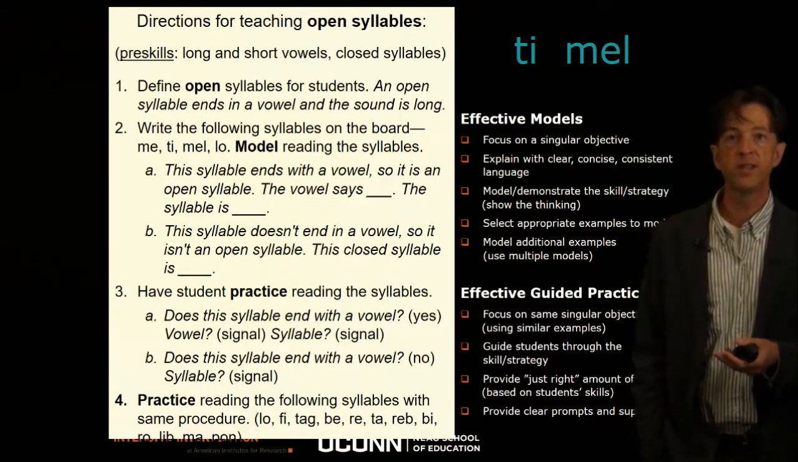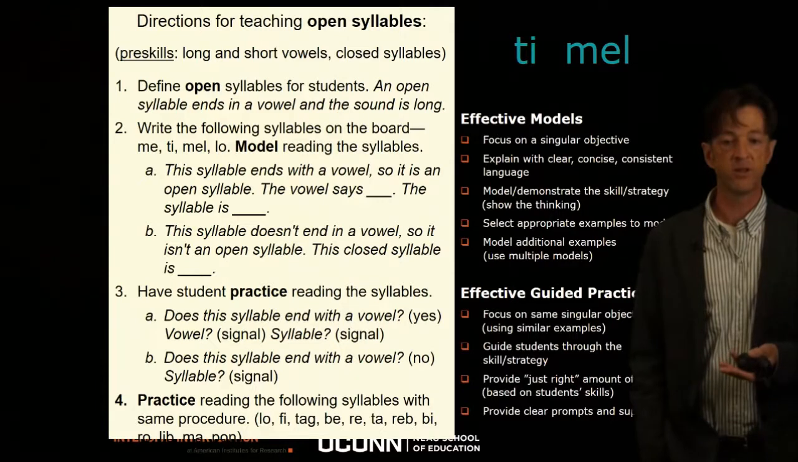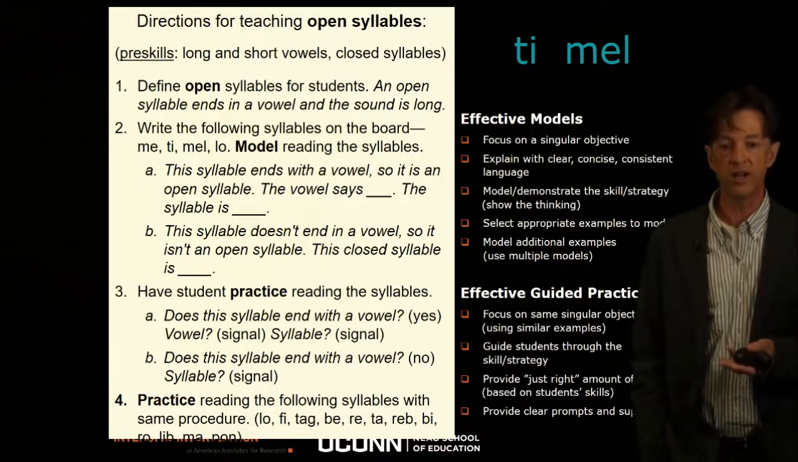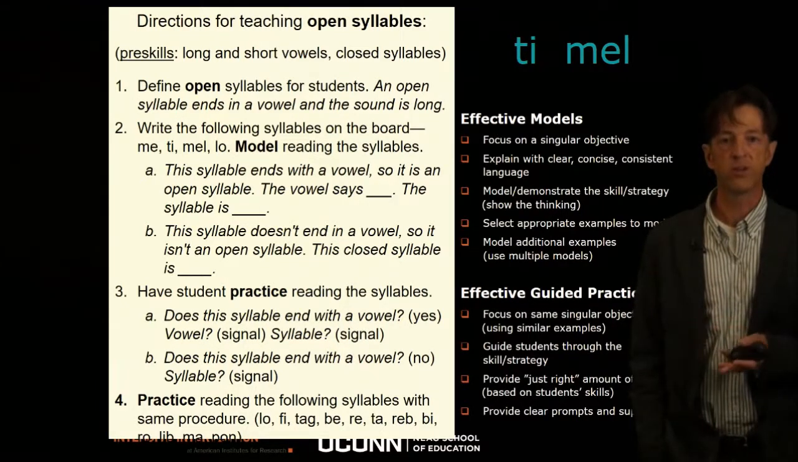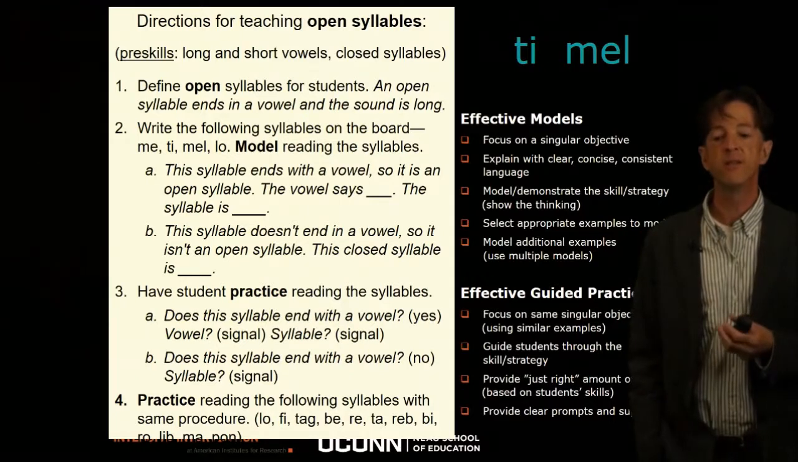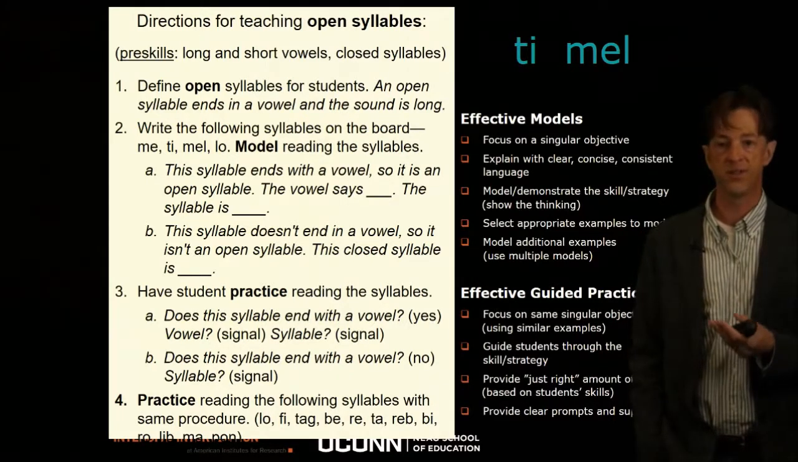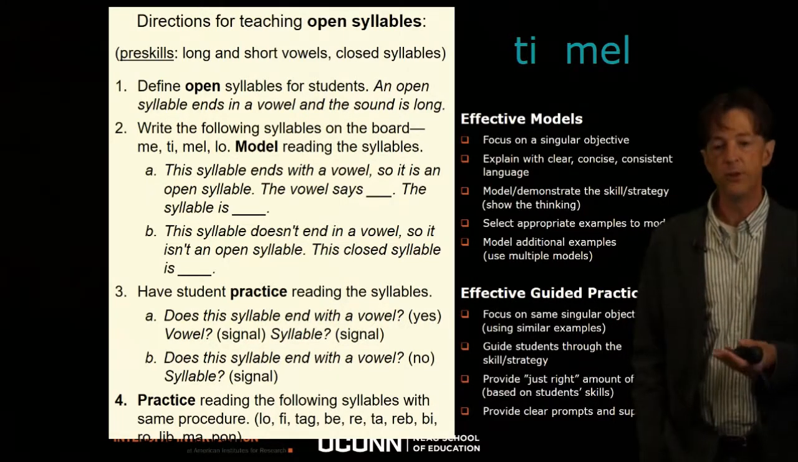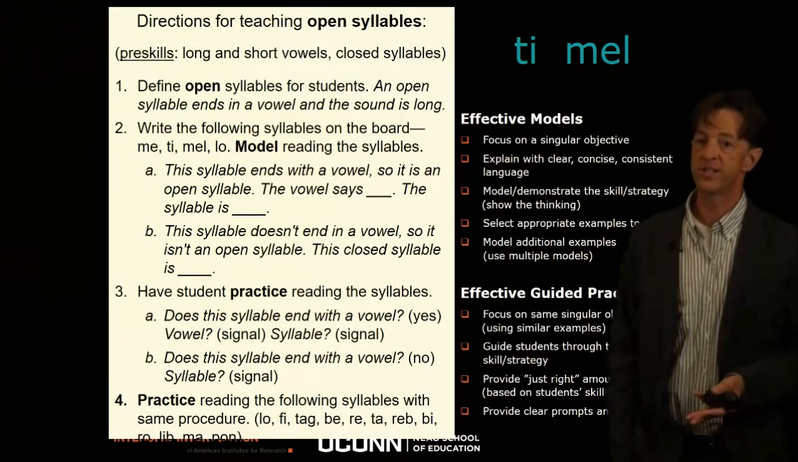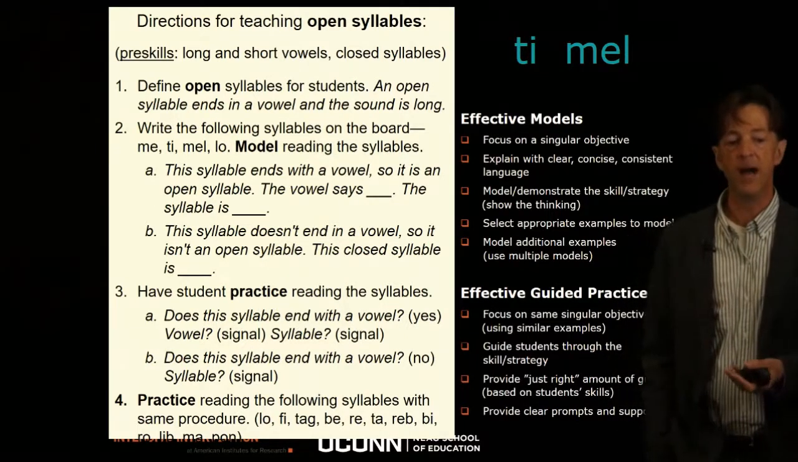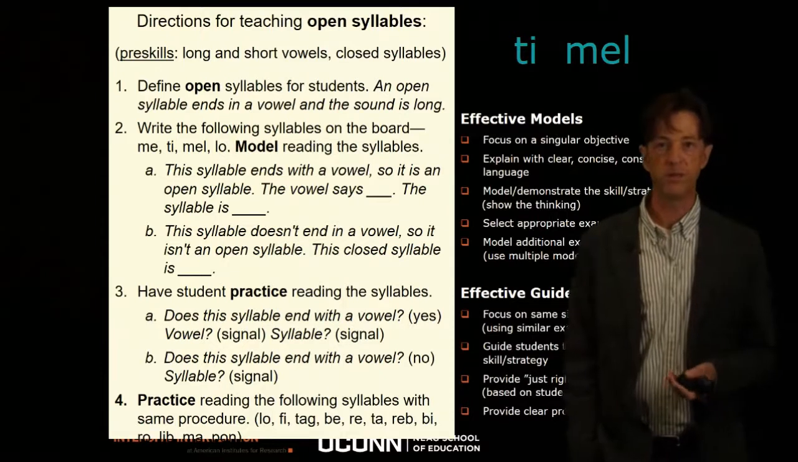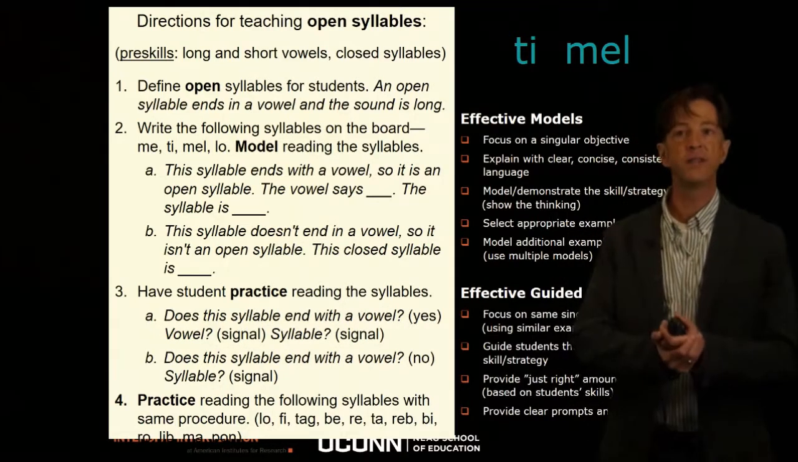I'm also assuming that they already know how to read closed syllables. These are syllables that end with a consonant and the vowel is a short sound. So if they see a closed syllable, they're going to be able to read that. And the new information that's getting introduced in this lesson is how to read and identify open syllables. So here's how I revised it.